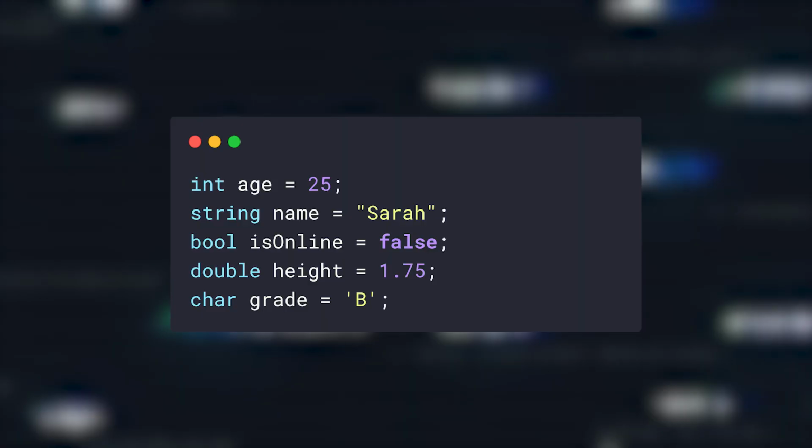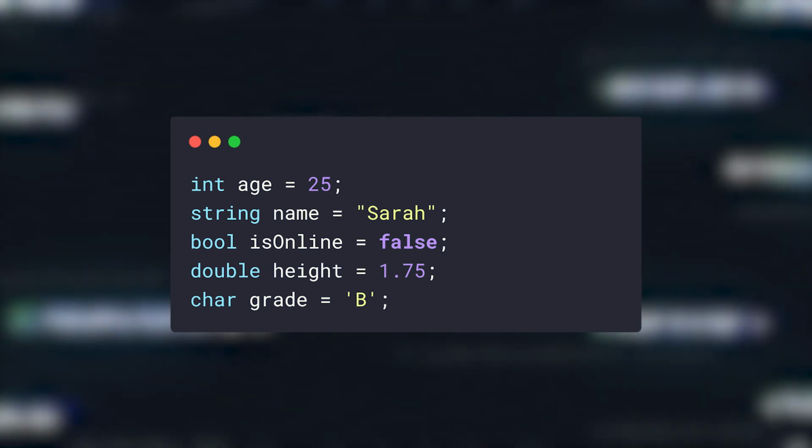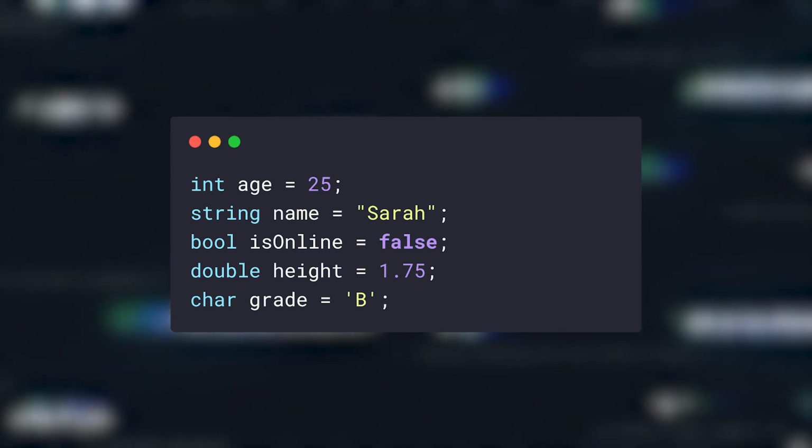Data types like int, string, and bool are the foundation of programming. Without knowing these, you can't declare variables or manage your code properly.